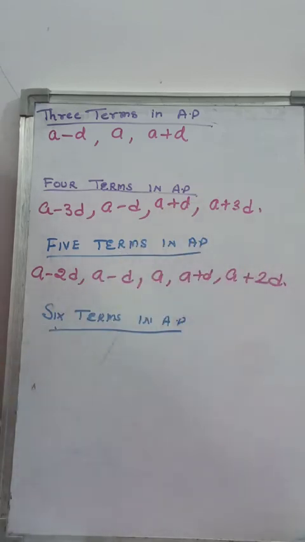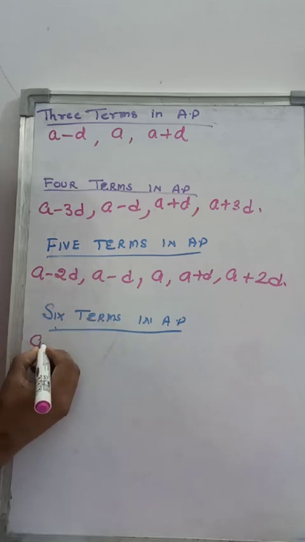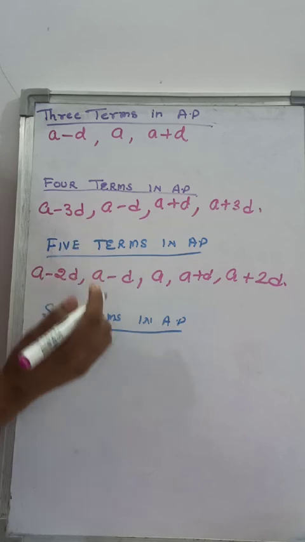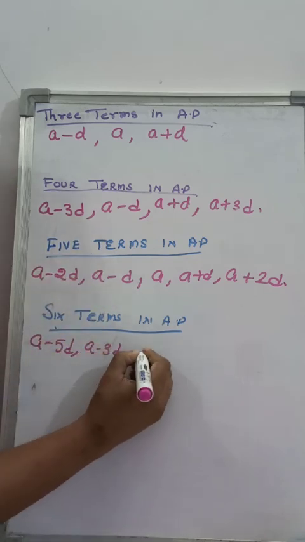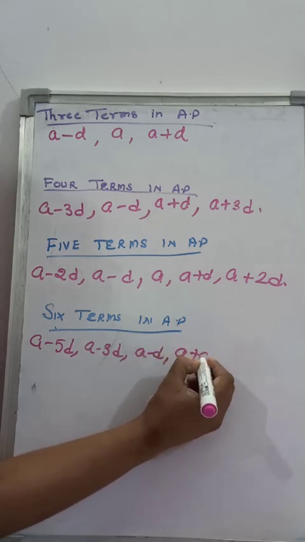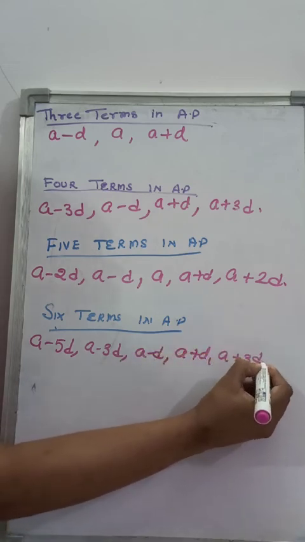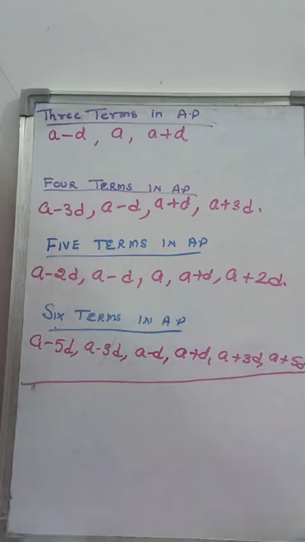If the question is saying you have to take six terms, then how will you take? A minus 5D, A minus 3D, comma, A minus D, A plus D, A plus 3D, comma, A plus 5D. So this is the way you have to take the terms in the AP series.